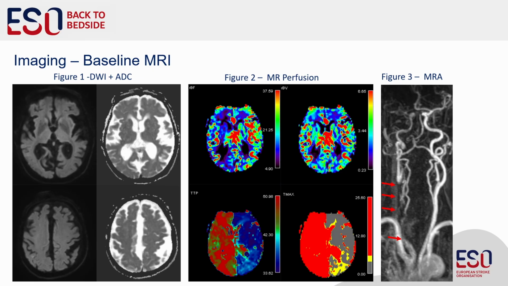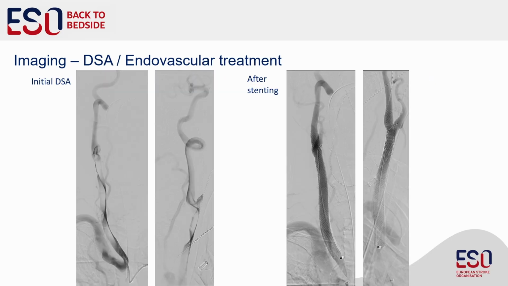The DWI showed just a few punctate lesions in the right hemisphere. The perfusion showed a severe hypoperfusion in the whole right hemisphere, and on the MR angiography, we can notice a filling defect in the right common carotid artery. The internal carotid artery was filled through the collaterals from the external carotid, as well as intracranially through the circle of Willis. So the patient received thrombolysis and was brought to the angio-suite for mechanical thrombectomy.